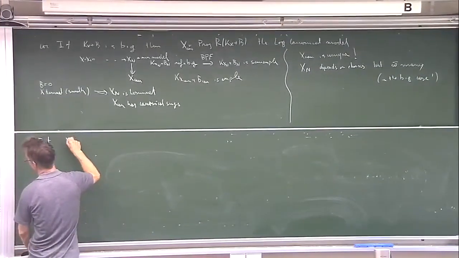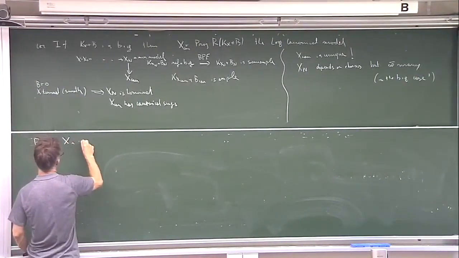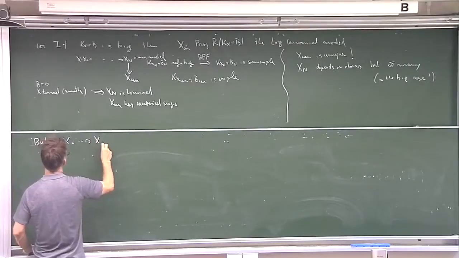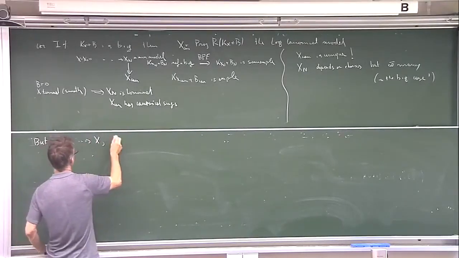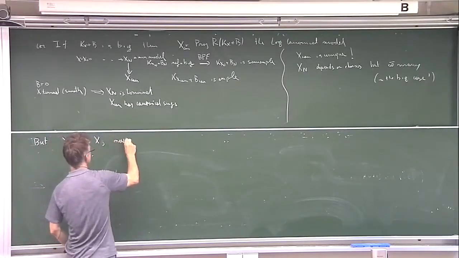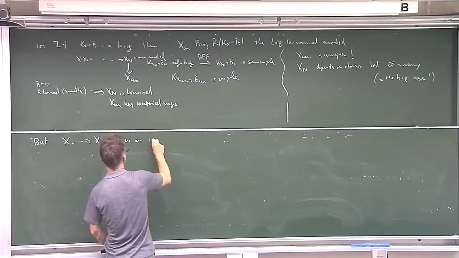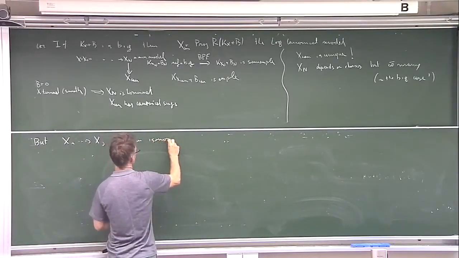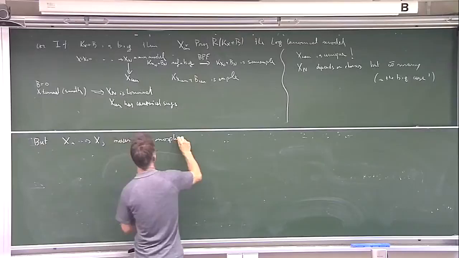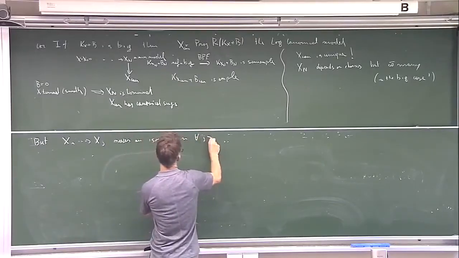We claim that in our sequence, xi to xj is never an isomorphism for every j greater than i. Could you ask a question? Just a second. Never. Let me just write it down. Yes, please.